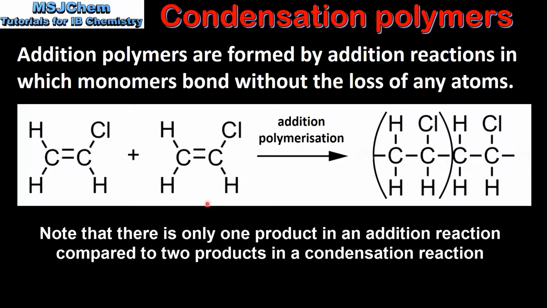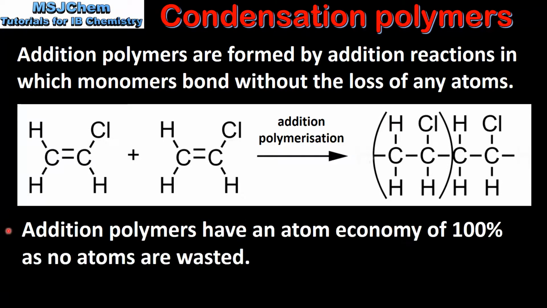In this example, the monomer is chloroethene and the polymer is PVC or polyvinyl chloride. Addition polymers have an atom economy of 100% as no atoms are wasted.